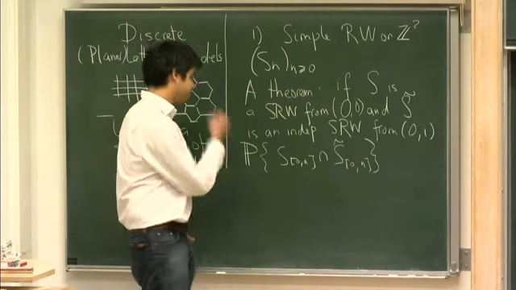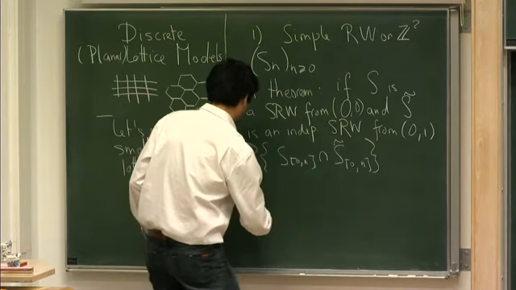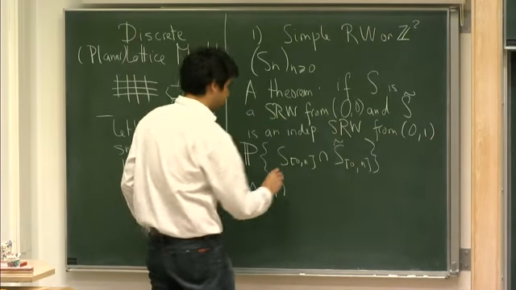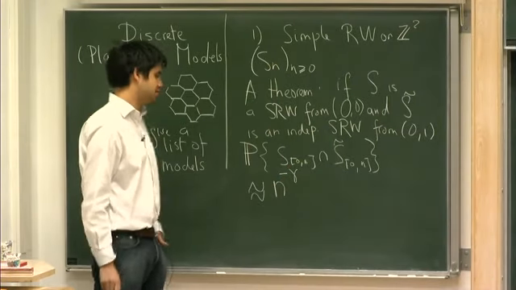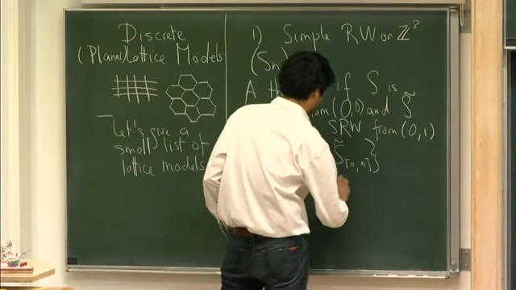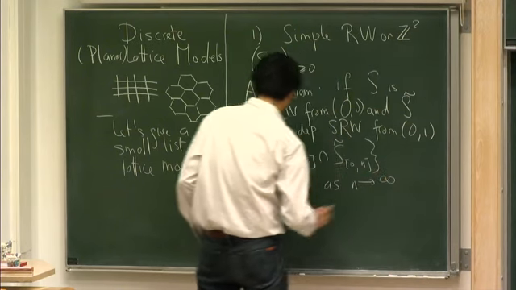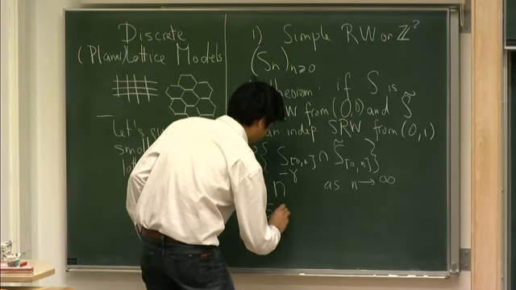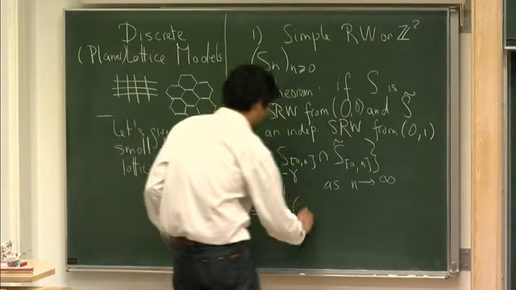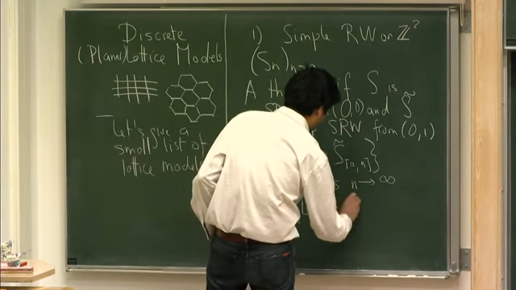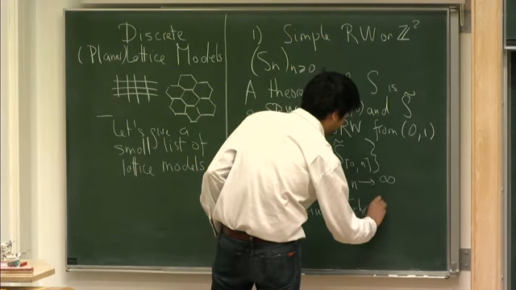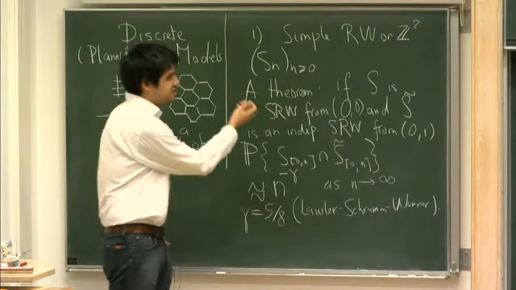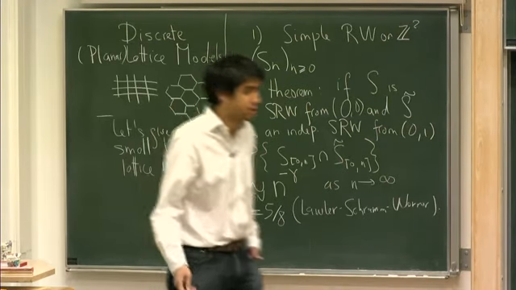And so the actual question is, how fast is it decreasing in n? Well, that's a theorem. It's not an easy theorem, but it decays like a certain power law as n goes to infinity. And so this exponent is 5/8, and that's a theorem of Lawler, Schramm, and Werner. Okay, so I just gave this example because it's the simplest example of a lattice model.